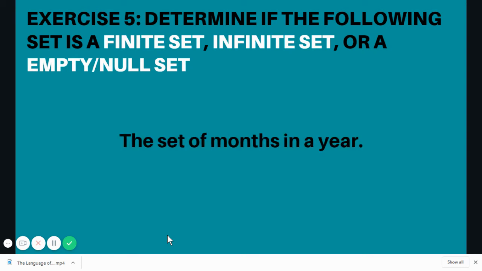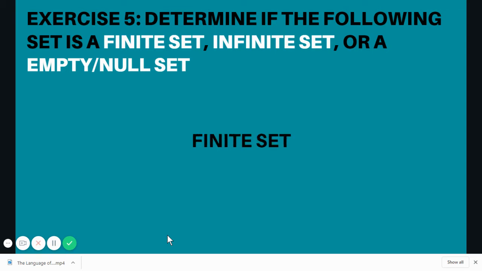Next, the set of months in a year. Okay, so that is finite set. Bakit finite set? Kasi pwede mong maibigay lahat ng buwan sa isang taon. Pwede mo siyang ilista, pwede mong enumerate. Okay?